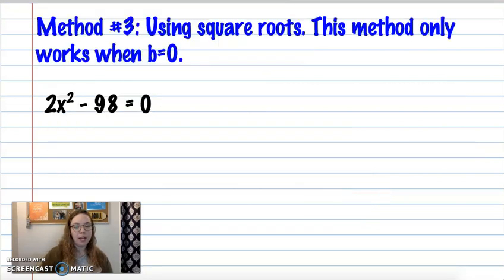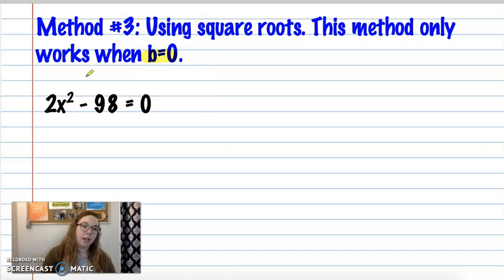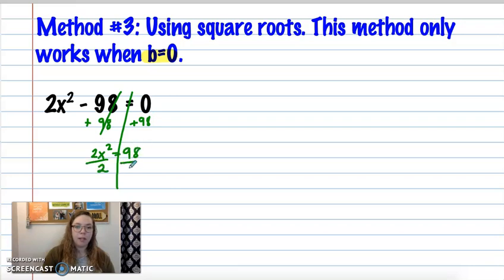So our method for today, our third method, is using square roots. This method only works when b equals 0, meaning we don't have a middle term. We just have an a term and a c term. Since there is no middle term, there is no x term, I can just solve this like a normal equation. So I'm going to move things away from my x and then square root at the very end to get rid of this square. I'm going to treat it like a two-step at first, where I'm going to add 98 to both sides, and then divide by 2 on both sides. So I get x squared equals 49.